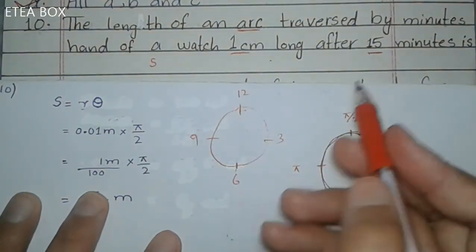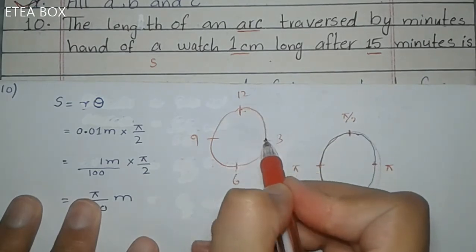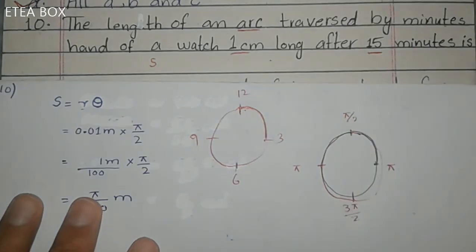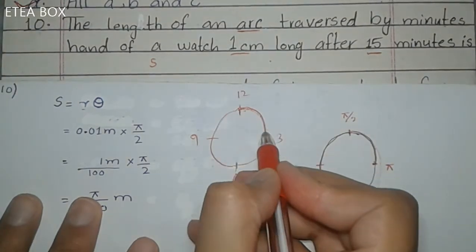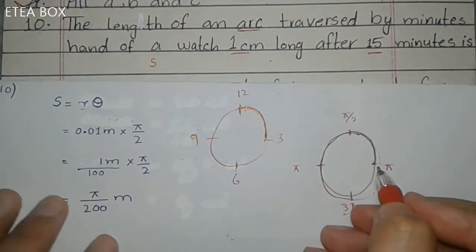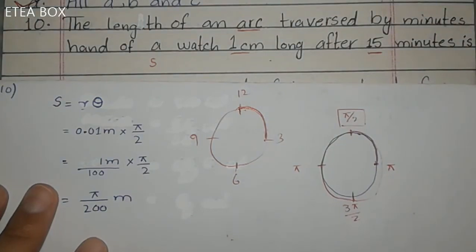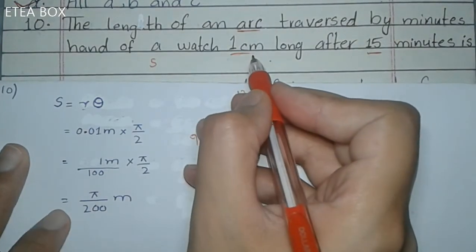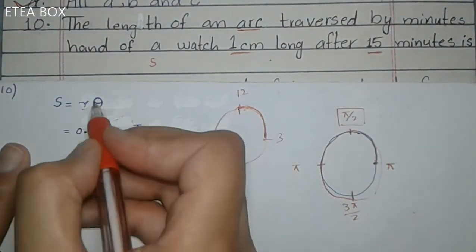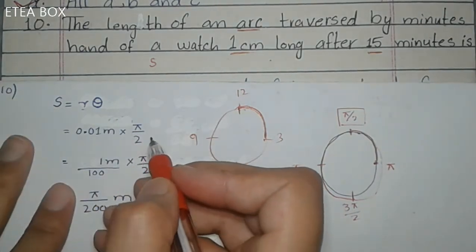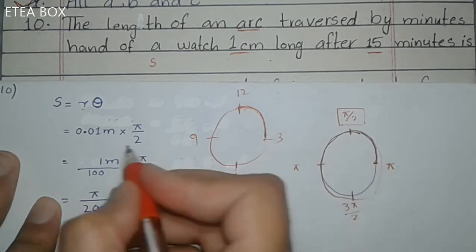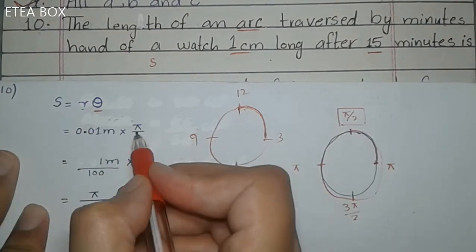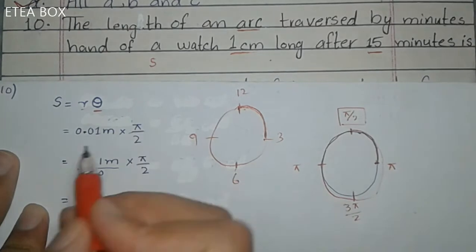Now they have said in the MCQ that if the minute hand covers 15 minutes, then how much angle will there be? Look here, how much angle is from here? It means that the angle will be 90 degree. From 15 minutes the angle will be 90 degree, so for 90 degree we use pi by 2 radian. Now put this pi by 2 here. It's 1 centimeter, we have to convert it to meter. So 1 centimeter is equal to 0.01 meter, multiplied by the angle pi by 2. We will not put 90 degree here. We have to put pi by 2 in place of angular displacement. Keep this in your mind: we have to convert the angle into radian.